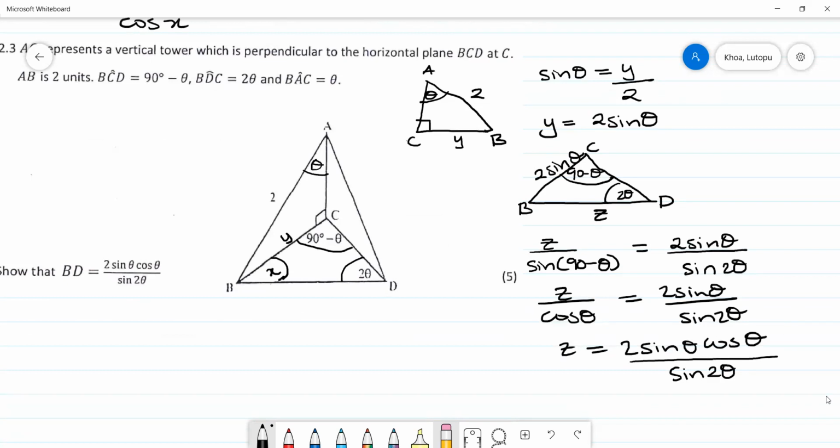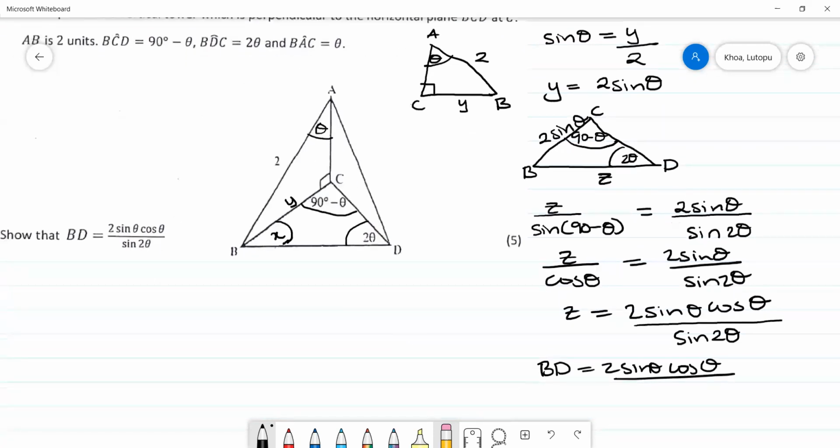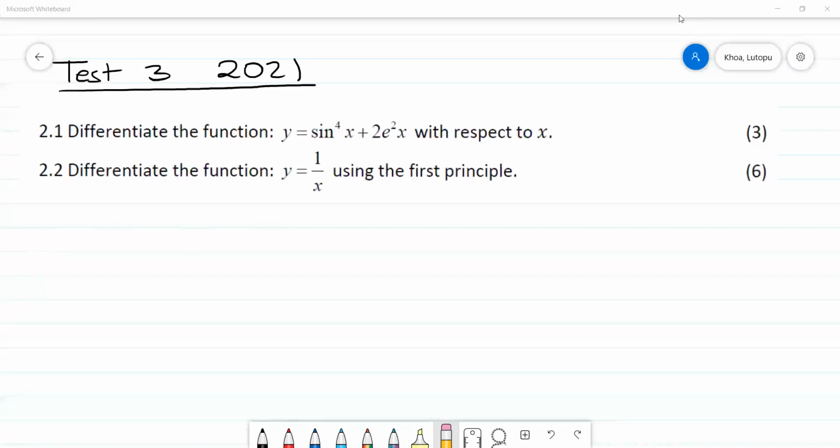Okay, so this is what we have. And this is actually, in fact, equal to 1, even though that's not what we're trying to show. So we have BD is equal to 2 sine theta cos theta over sine of 2 theta. The reason I say this is equal to 1 is because the identity for sine 2 theta is 2 sine theta cos theta.